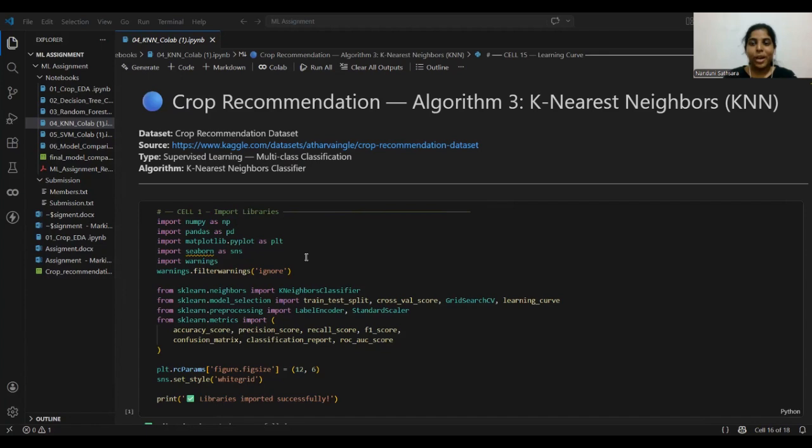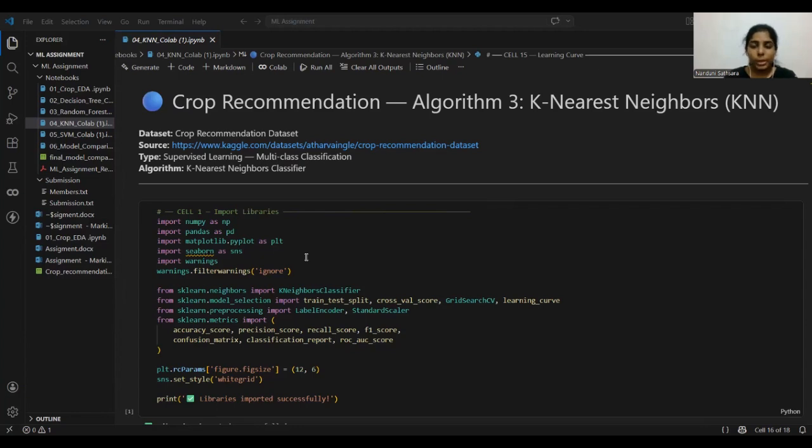I'm Nandini. For this project, I worked on implementing the K nearest neighbors algorithm for the crop recommendation system. So I will explain what KNN is, why I chose it, how I implemented it, and the results I achieved. KNN is a simple but powerful algorithm.